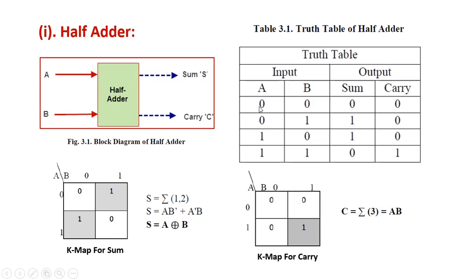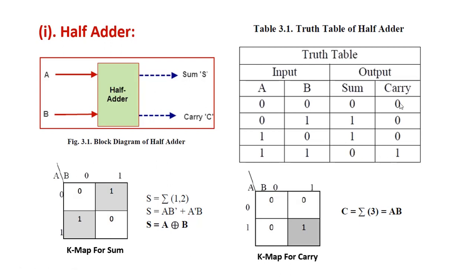So for sum, when A is 0, B 0, sum will be 0, carry will be 0. 0 1, sum will be 1, carry 0. 1 0, sum will be 1, carry 0. When 1 is added with 1, then sum will be 0 and carry will be 1. So we got the truth table now.